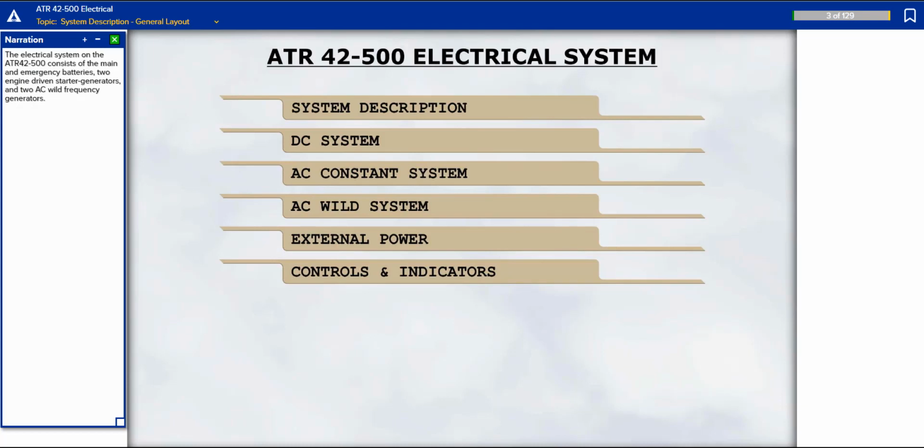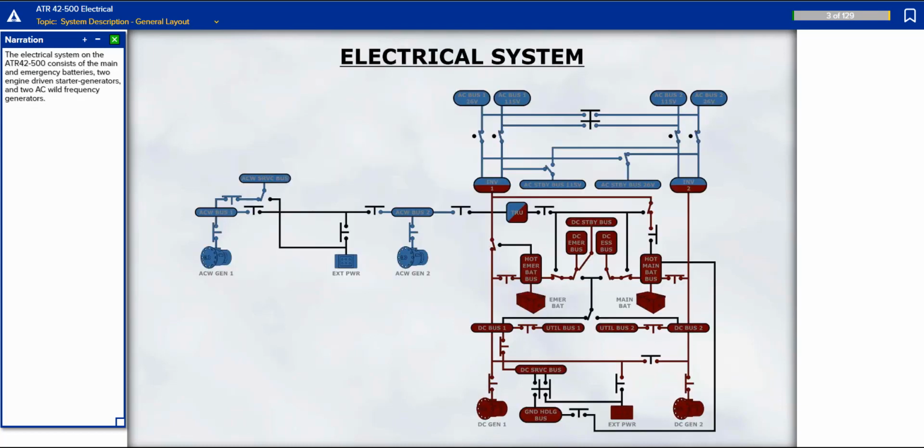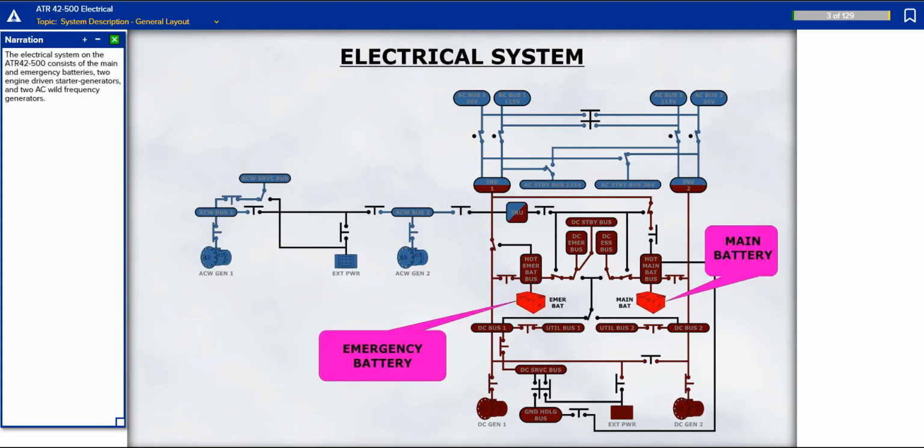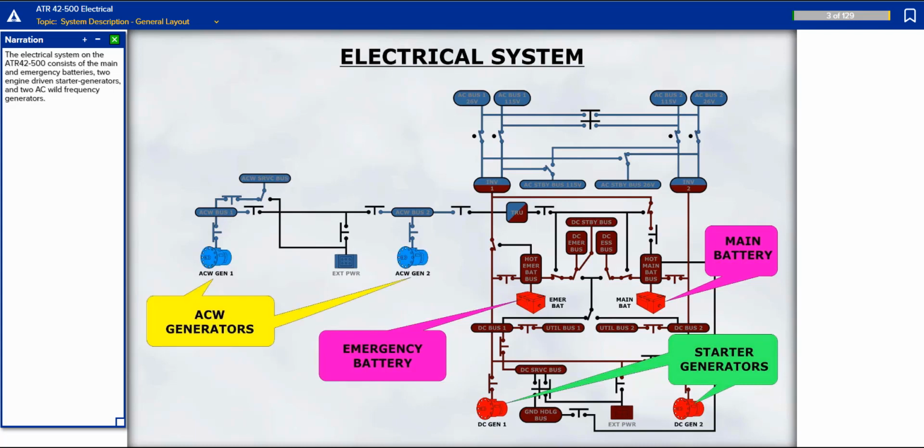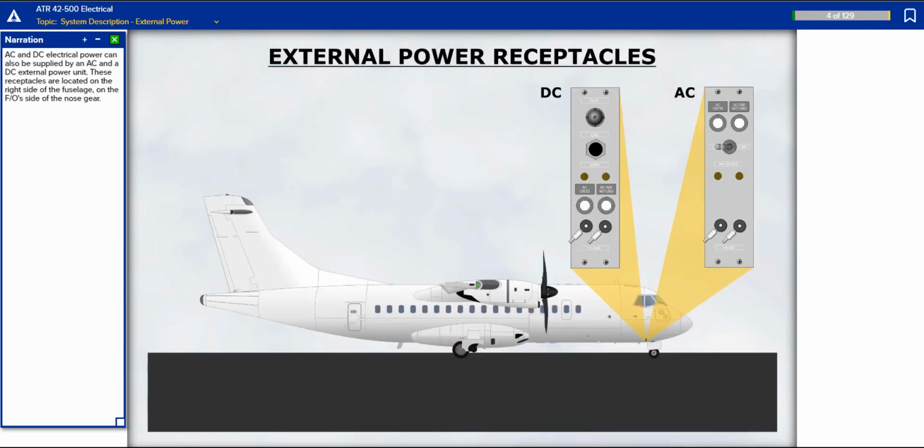The electrical system on the ATR 42-500 consists of the main and emergency batteries, 2 engine-driven starter generators, and 2 AC wound frequency generators. AC and DC electrical power can also be supplied by an AC and a DC external power unit. These receptacles are located on the right side of the fuselage, on the first officer's side of the nose gear.